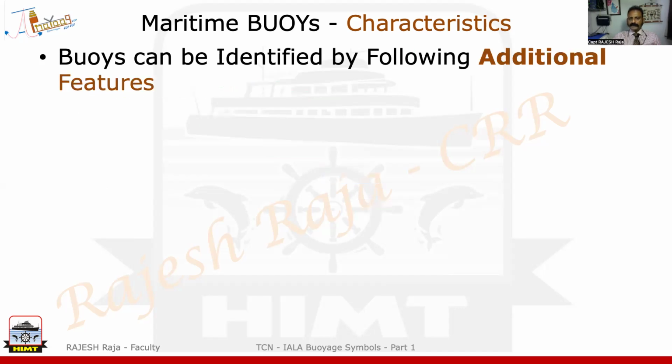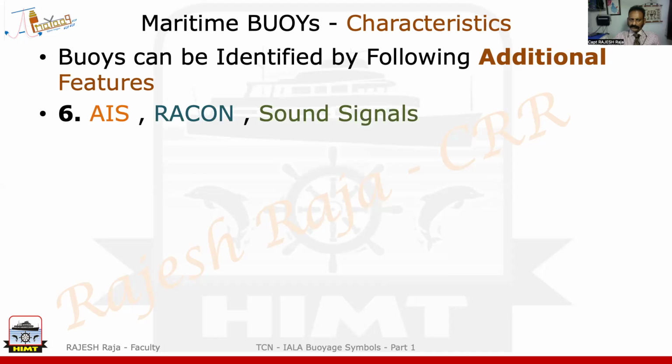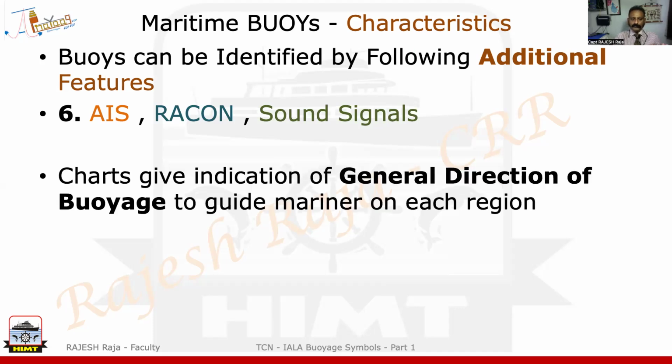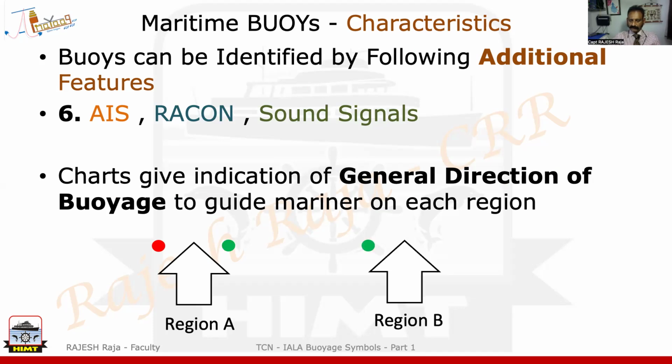You can have additional features also, like AIS, or a Racon. They can have sound signals for fog and restricted visibility also. Now, usually the chart gives you the general direction of buoyage to guide the mariner in each region, because if you remember, laterals are region A and region B, so you should know which color to expect on which side. Region A is marked with red to port, and in region B red will go to the starboard. So this is region A and region B.